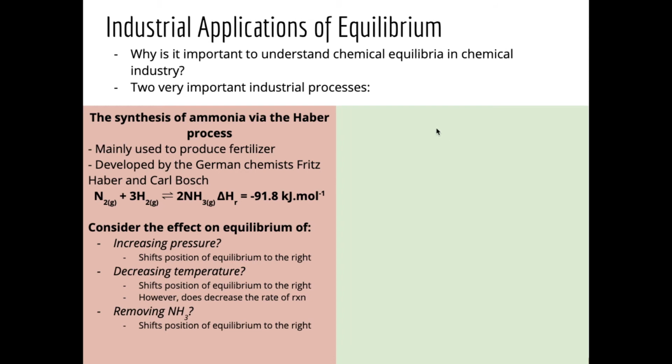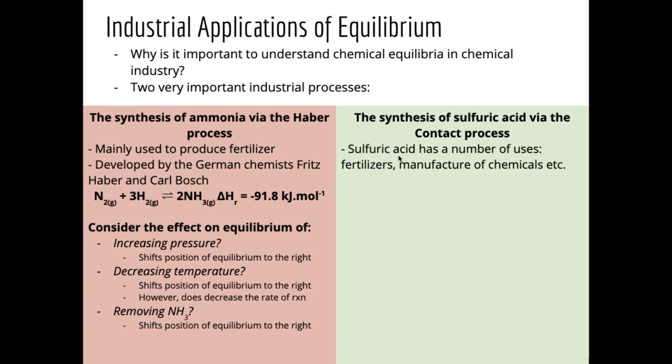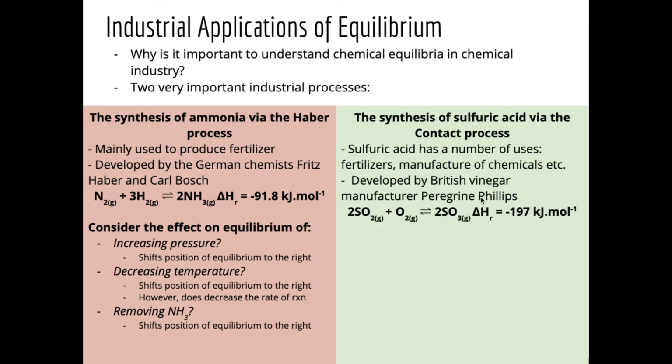Let's look at our other one, our contact process. This is part of the synthesis of sulfuric acid. And sulfuric acid has a number of uses, also used in fertilizers, used in the manufacture of chemicals, lots of things that we can use sulfuric acid for, so it's very important. Developed by British vinegar manufacturer Peregrine Phillips. Great name, Peregrine, I like it.